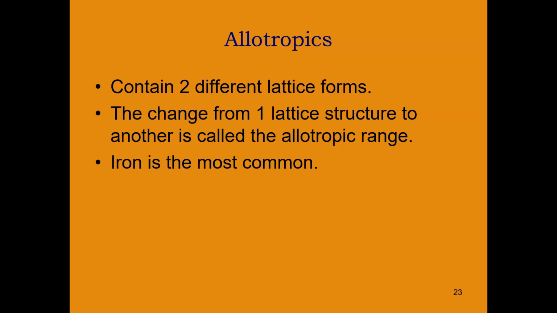Allotropics. The most common is iron. When it is heated, it turns to a face-centered lattice structure. And then when it's cooled, it reverts back to a body-centered lattice. So it contains two different lattice forms.